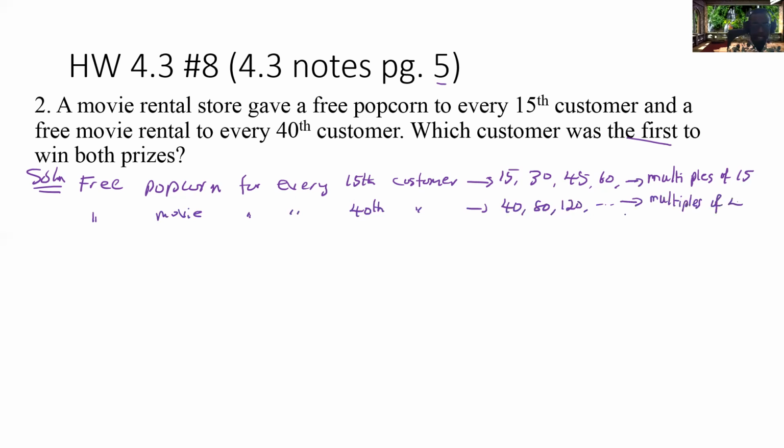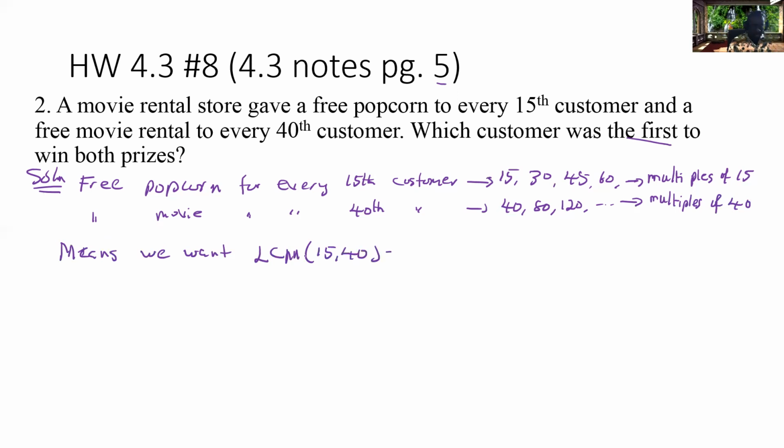of what? 40. And the customer that will receive both of them will be where the counts of 15 and the counts of 40 coincide, like we showed you in the number line. That is basically the least common multiple of the two numbers, 15 and 40. So we want the least common multiple of the numbers 15 and 40.